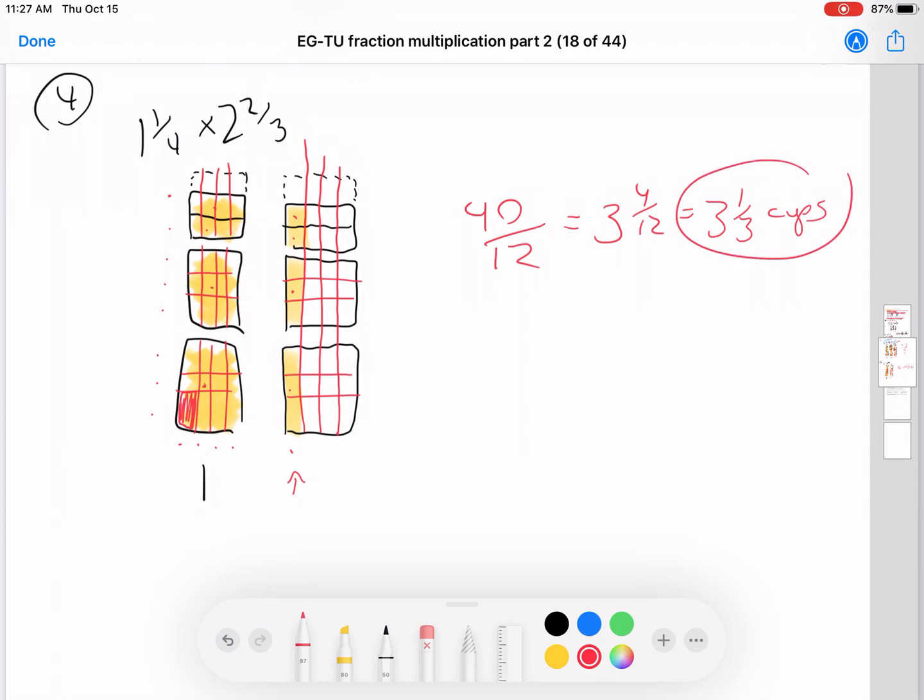Now, if we were to do this algebraically, this should be 5/4 times 8/3, multiply top and bottom, and we get 40 twelfths, and we are right back to where that picture took us.